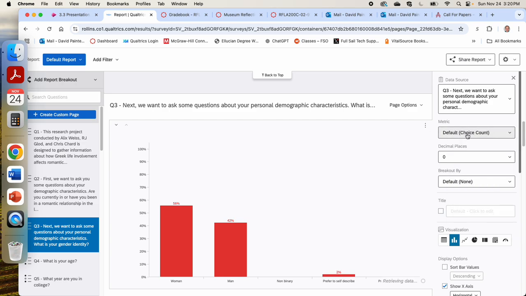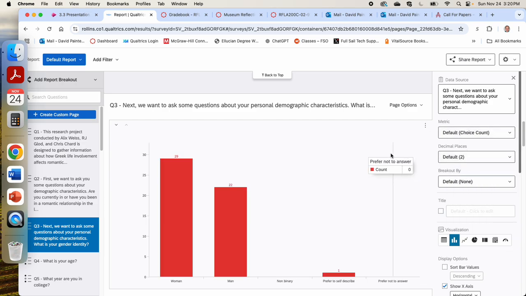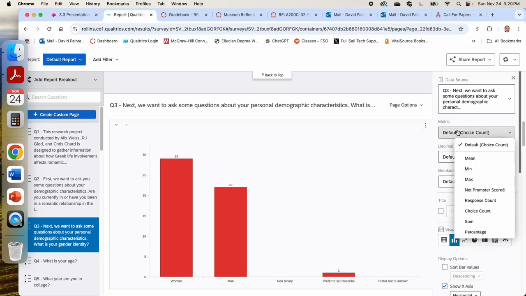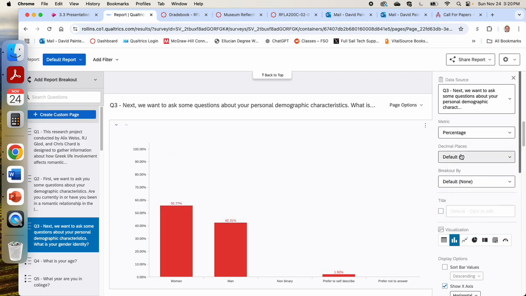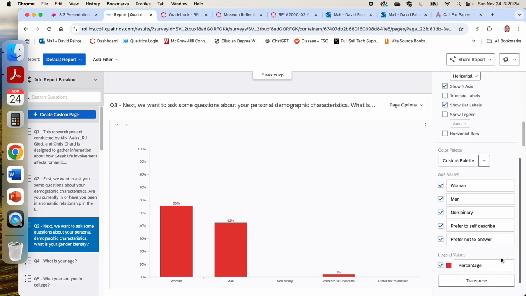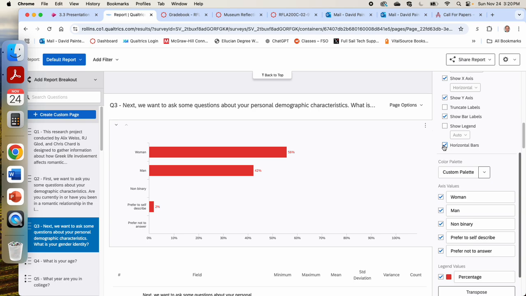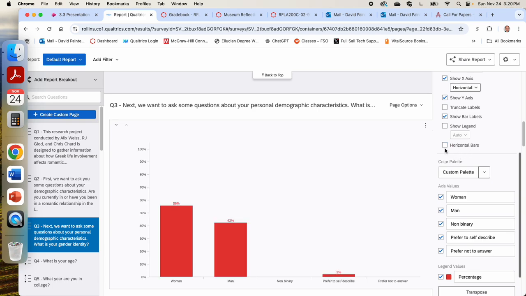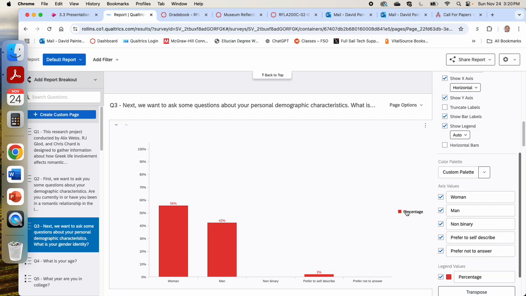Now, this is going to be set on default. It's going to be choice count and 2 decimal places. What you want to do is change it to percentage here in the right column and 0 decimal places. You want to come down here and look further in this right column. The horizontal bars button will be checked until you uncheck it, like I've done here. We can click legend. The legend only puts percentage there, which you can keep there. Bar labels show the percentage, 56% for women, 42% for men.